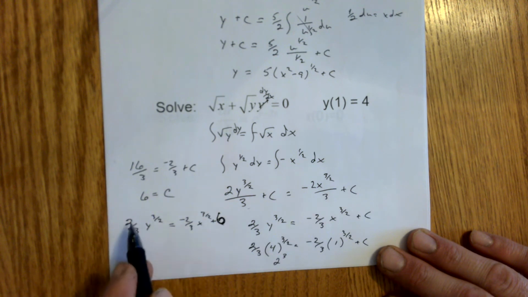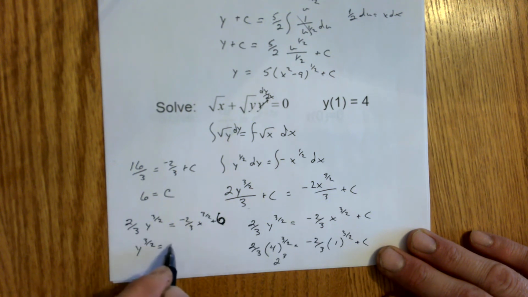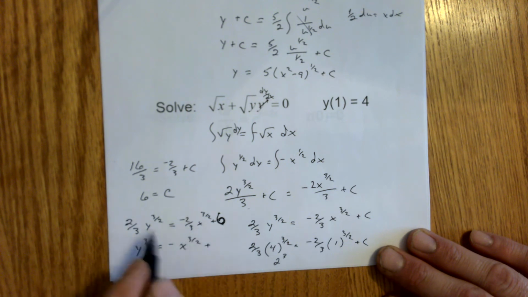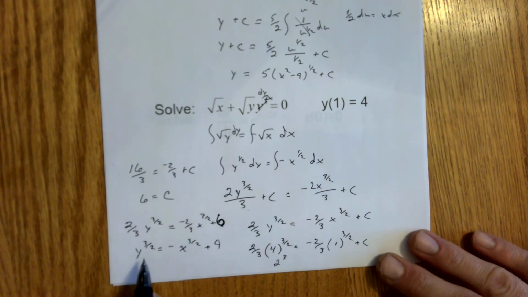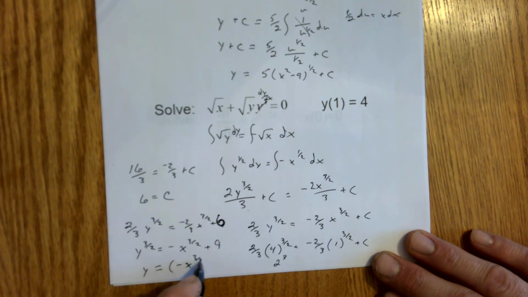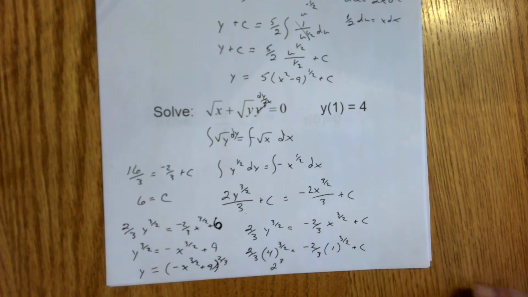So now we can go ahead and multiply both sides by 3/2 to get rid of that 2/3. So we get y to the 3/2 is going to equal negative x to the 3/2. And then 3/2 times 6 is going to be 18/2, which is 9. And then we're going to get rid of that exponent for our y. So we're going to take that to the 2/3 power. So we get y equals negative x to the 3/2 plus 9, all to the 2/3. And that's going to be our answer.